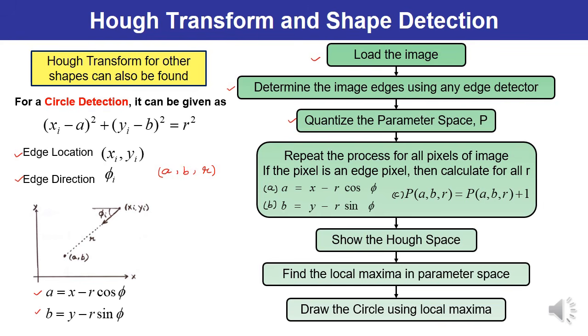P of a, b, r is equal to P of a, b, r plus 1, which means you need to increment by 1, then evaluate for the next pixel, then the next pixel, until you cover the entire image. Whatever resultant you get will show us the Hough space. From here we can calculate the local maxima, and from the local maxima we will be able to draw the circle. So this is how you can explain the Hough transform for a circle.